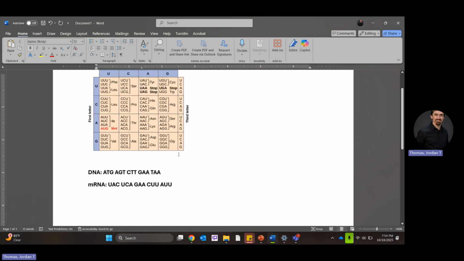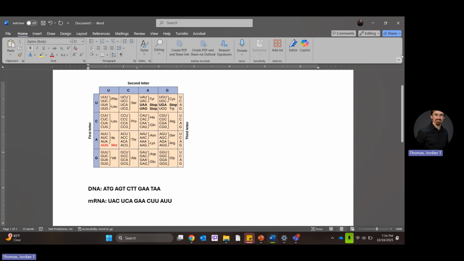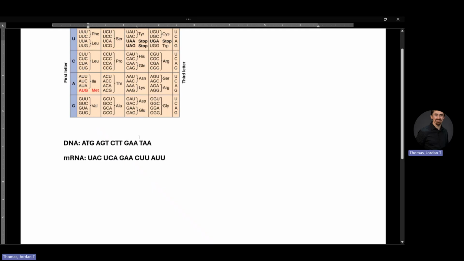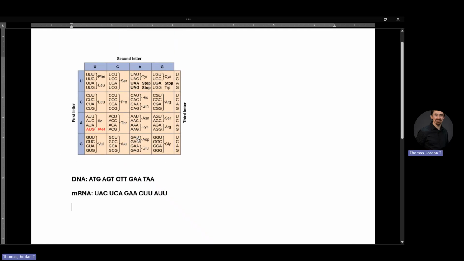I'm zooming in a little bit. So we have our strand of mRNA. So now we need to make a protein. So now with our protein, we're going to use a table.